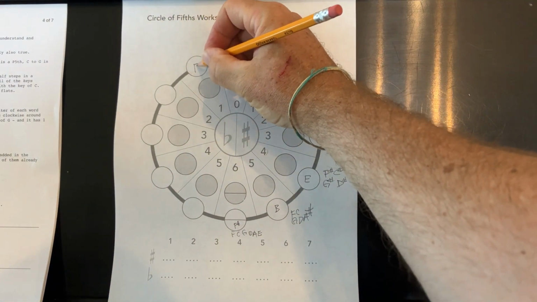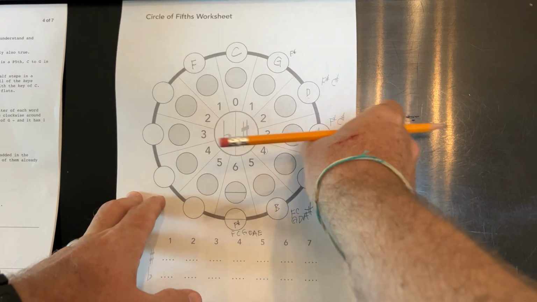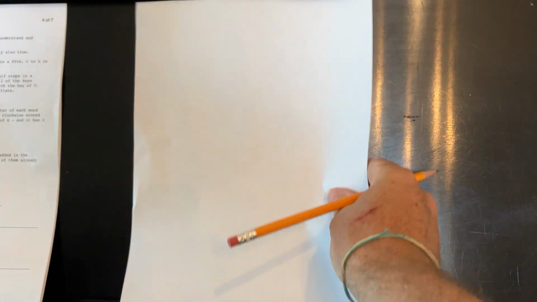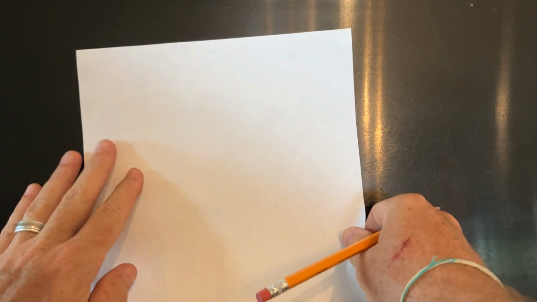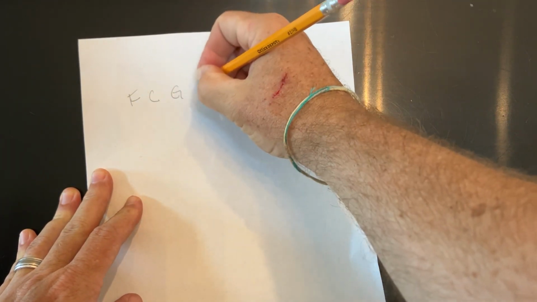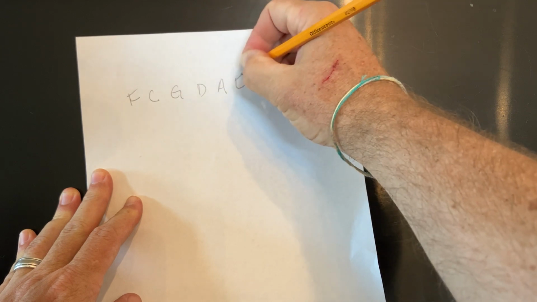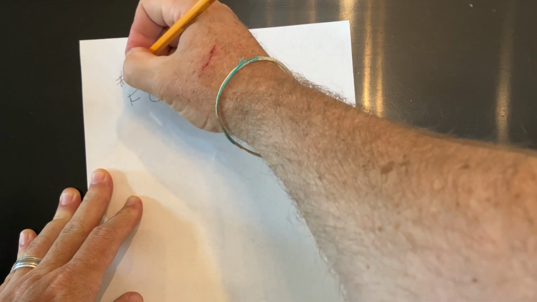Okay, F. And if you remember, I'm going to show you this. So we talked about fat cats go down alleys eating birds, okay? This is the order of sharps.